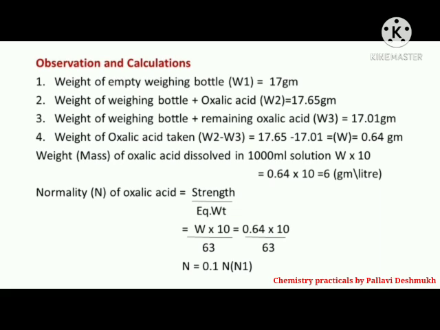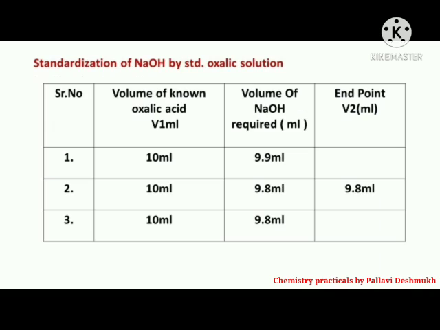Mass of the oxalic acid dissolved in 1000 ml of this solution is calculated by using the formula, that is weight of oxalic acid taken into 10. The calculated value is 6 gram per liter. And from that, the normality of the oxalic acid can be calculated by using the formula, that is strength upon equivalent weight. And the equivalent weight of oxalic acid is 63 gram. By putting all these values in the formula, we get the normality of oxalic acid, which is 0.1 normal.